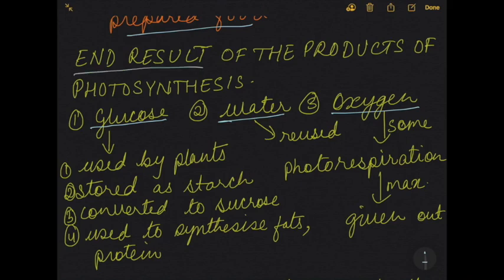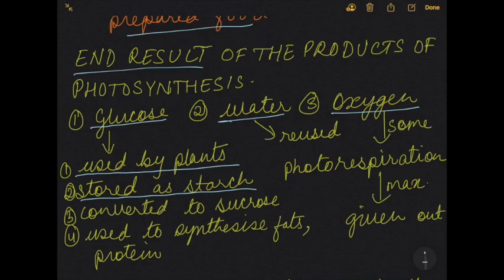End result means what happens to the glucose, what happens to the water, what happens to the oxygen. Now glucose, it is used by the plants immediately. It may be carried away by the phloem to various parts of the plants, or if it cannot be carried away, I already told you, polymerization takes place. Many glucose molecules come together and form insoluble starch, and it is stored temporarily in the leaves.